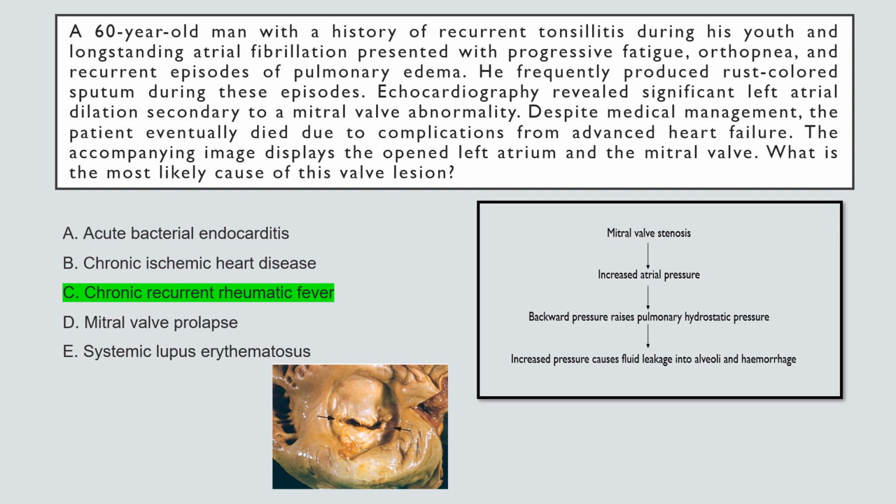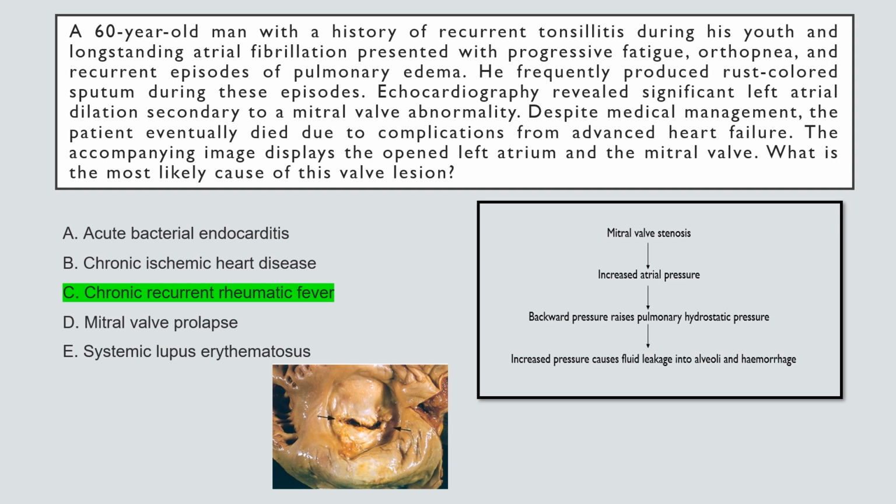Chronic recurrent rheumatic fever. It is very evident from the picture provided that this patient had mitral valve stenosis because the valve had become thickened, fibrotic, and calcified. This condition most commonly is caused by chronic recurrent rheumatic fever following an infection with group A streptococcus.